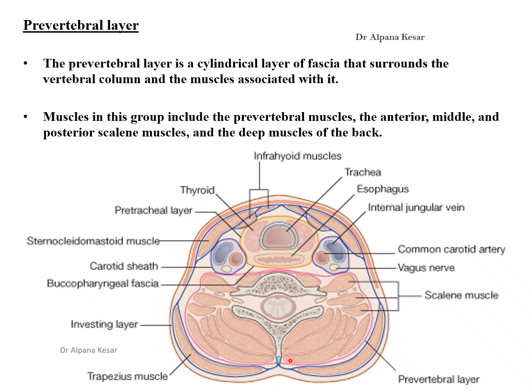Prevertebral layer of the cervical fascia is a cylindrical layer of fascia that surrounds the vertebral column and the muscles that are associated with it. The muscles that are associated with it include the prevertebral muscles, the scalene muscles, that is the anterior, middle and posterior scalene muscles, and the deep muscles of the back.